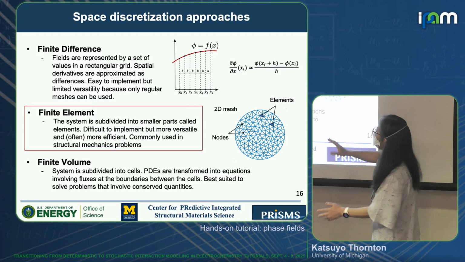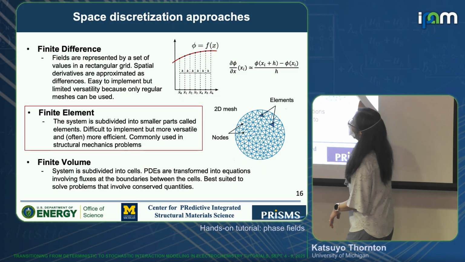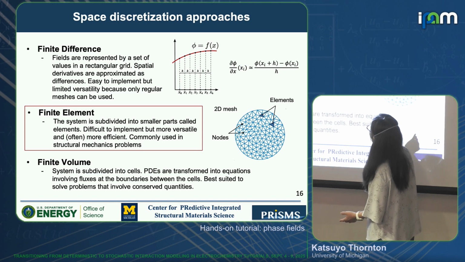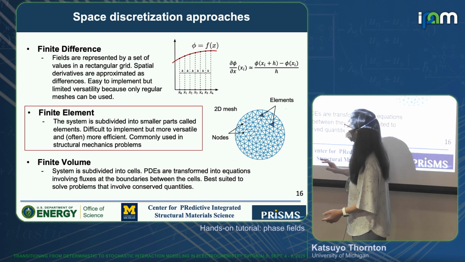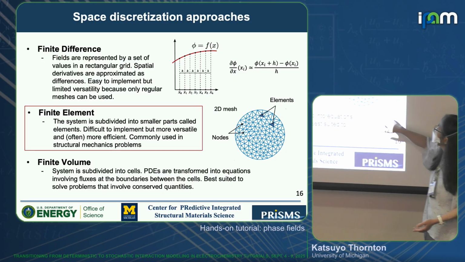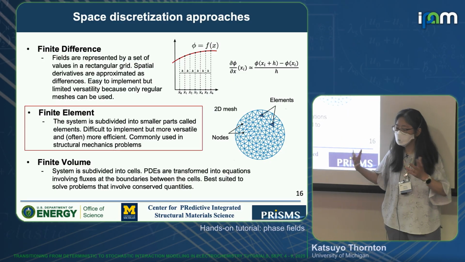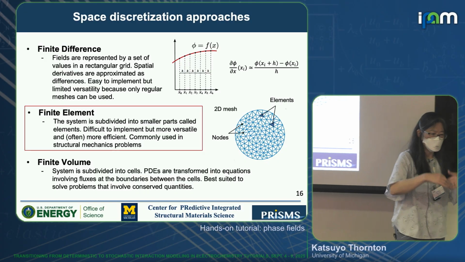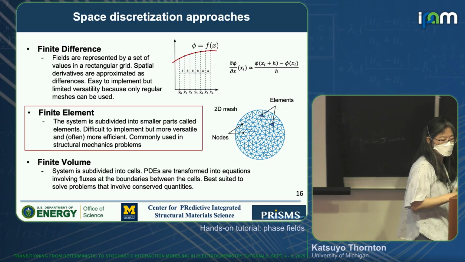You have to discretize in space. You can do finite difference and solve the equation, no problem. But in this particular case, we use the finite element method. And the nice thing is that you can have adaptive mesh, and geometry can be flexible.